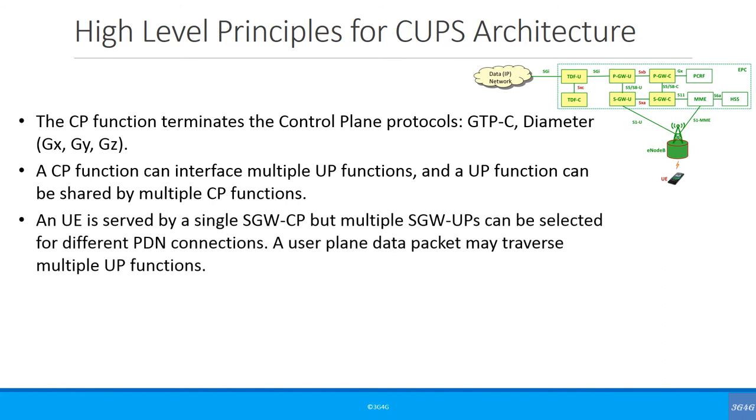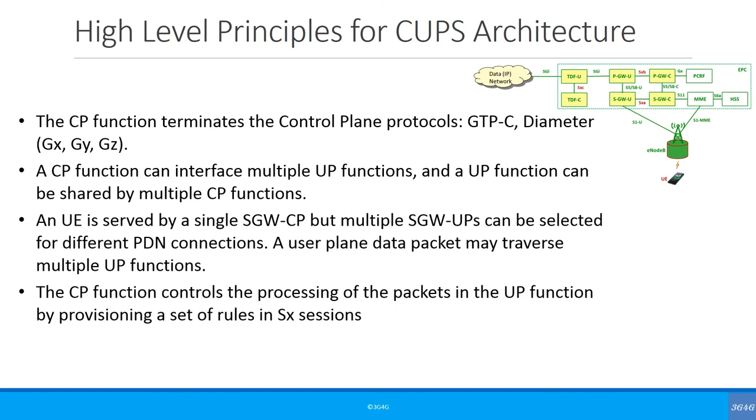A UE is served by a single serving gateway control plane, but multiple serving gateway user planes can be selected for different PDN connections. So this is an interesting point, because when a UE starts setting up different bearers, it still has a single serving gateway control plane, but it can have multiple serving gateway user plane functions. And a user plane data packet may traverse multiple user plane functions. So it's flexible the way you connect multiple user planes.